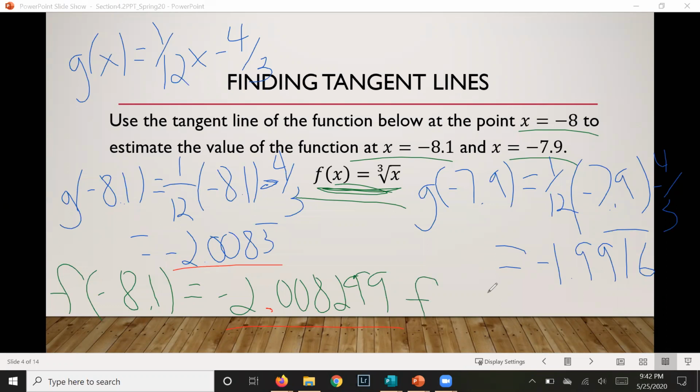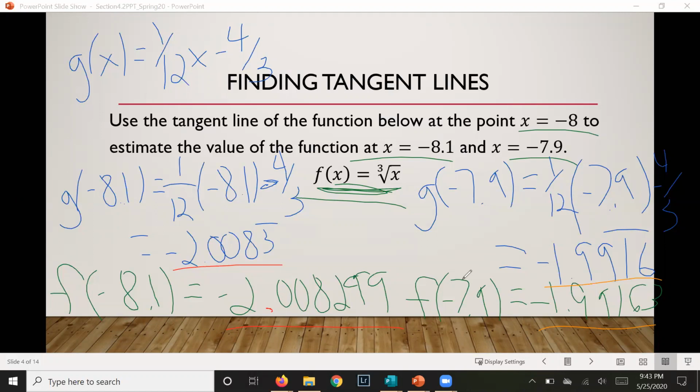Similarly, if we do it with negative 7.9, so we take the cube root of that, we end up with negative 1.99163, which again is not exactly the same as what we got from the equation of the tangent line up here, but it's really, really close. We're off by like 0.00003. So very, very close. We see that these estimations with the tangent line are quite accurate.